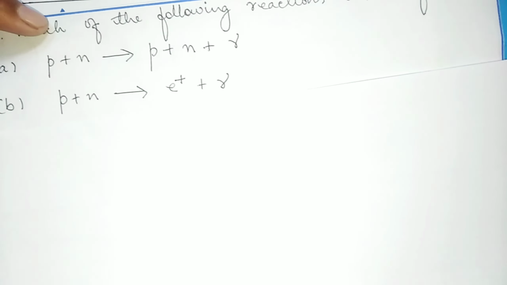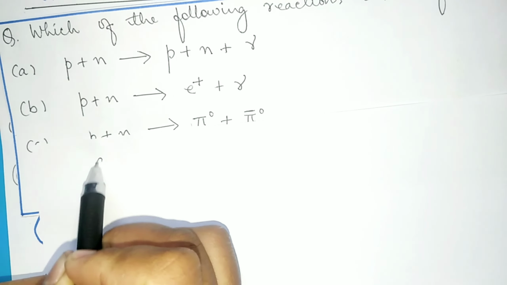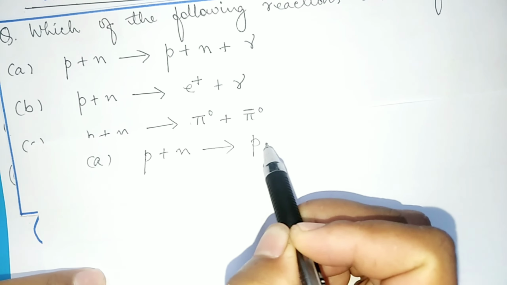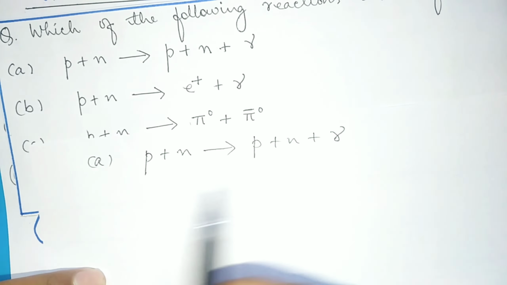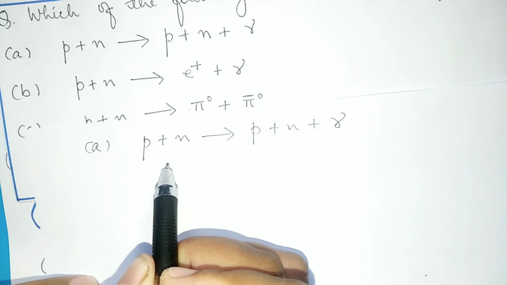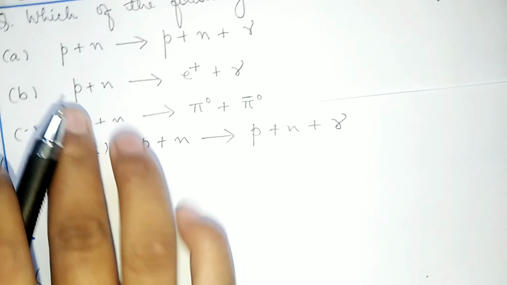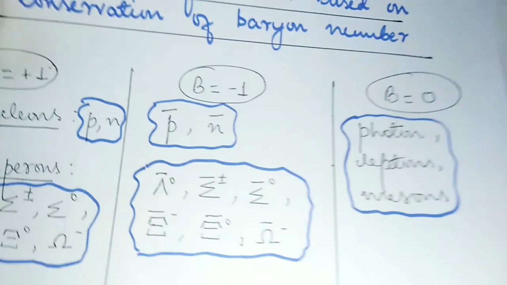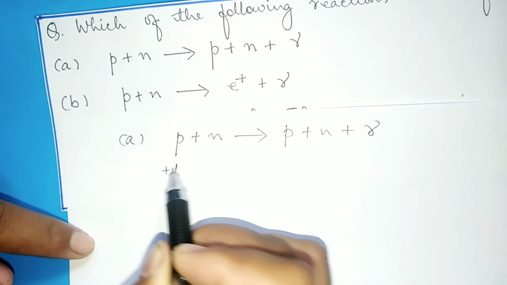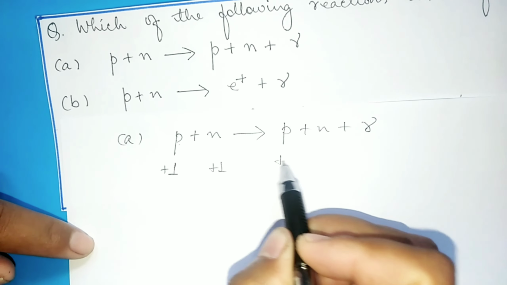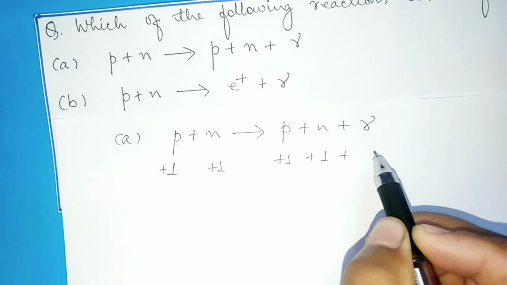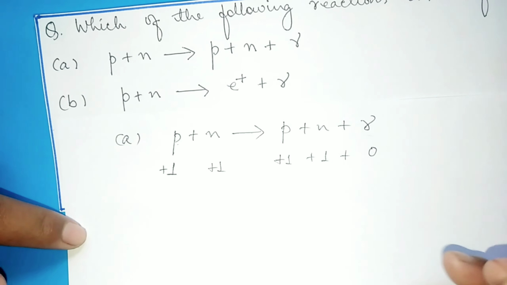Okay, look at the first one. Proton interacts with neutron. So here we have proton, neutron and gamma particle, which is a photon, okay? So proton and neutron are baryons. So for baryons, what is the baryonic charge? +1, okay? For neutron also +1, here also +1. But this is not a baryon, so B equal to 0 for non-baryons, okay?